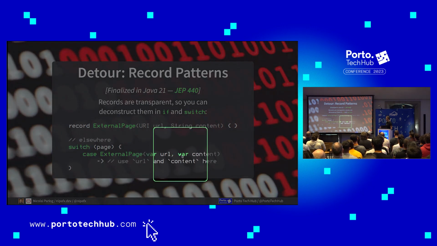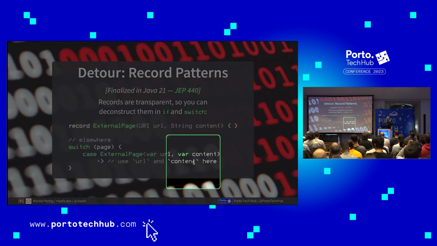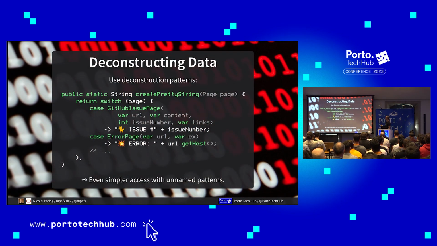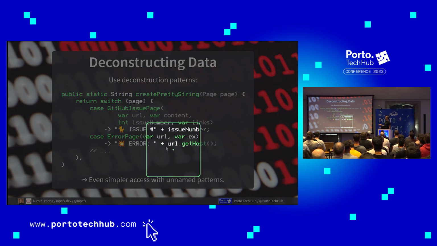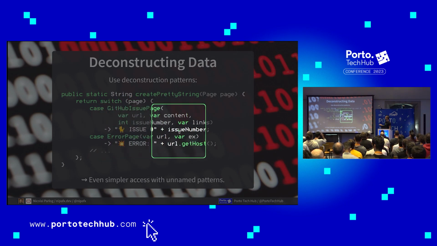So take it apart into its constituent components, and then comes the arrow, and then use those components directly. So you don't have to switch on page type. You can say, I actually care about the external page instance. Just take it apart into the pieces that I need. So that could look like this. I take the GitHub issue page apart into its 4 components, which is quite a lot of code, unfortunately. But then I can reference the issue number directly here.